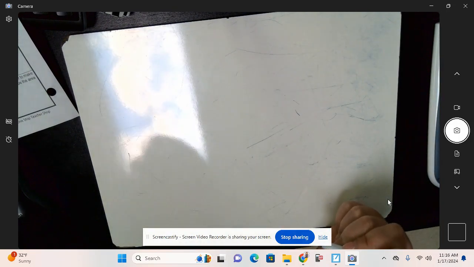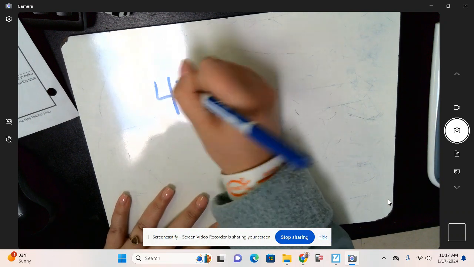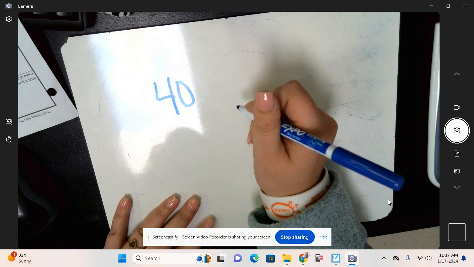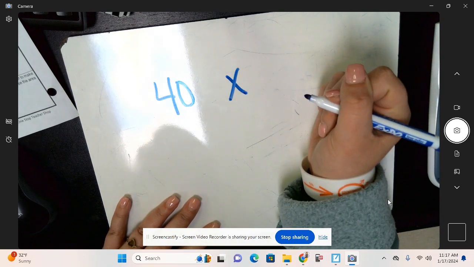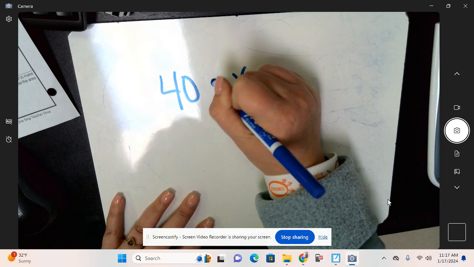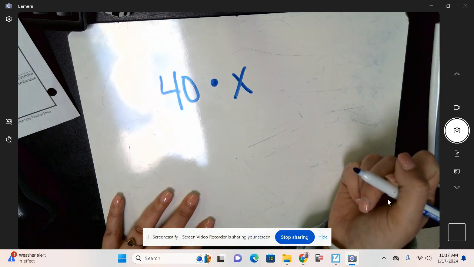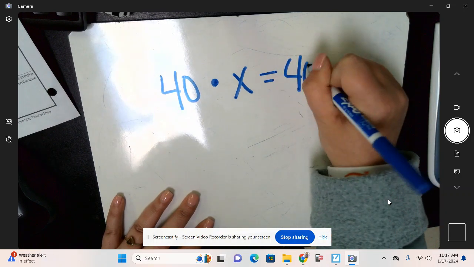Number 14 says Tatiana reads 40 pages of her book every night for X number of nights. Write an expression that represents the number of pages she has read. So if she reads 40 pages every night, that means each night she's reading 40 pages, and it takes her X amount of time to read those. We want to figure out how many pages she has read, so we're going to have to multiply 40 times X, which can also be written as 40X.